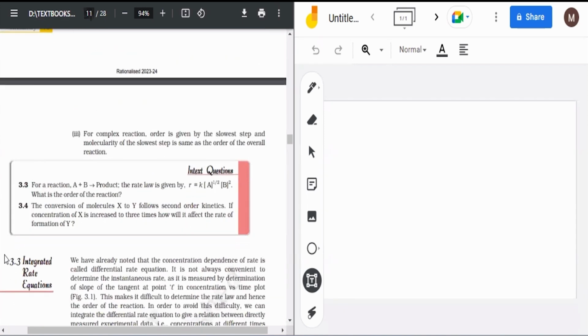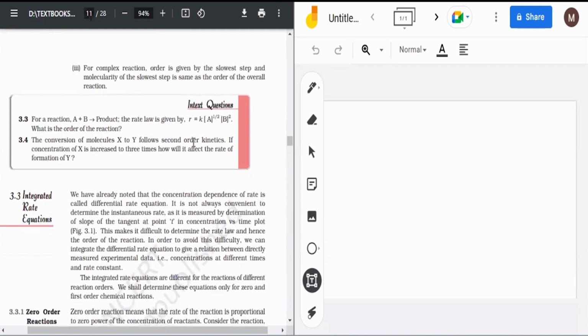Okay. Then for a complex reaction, the order is given by the slowest step. मतलब RDS का जो order होगा वही complex reaction का order होगा, very important. And molecularity of the slowest step is the same as the order of the overall reaction. Okay.